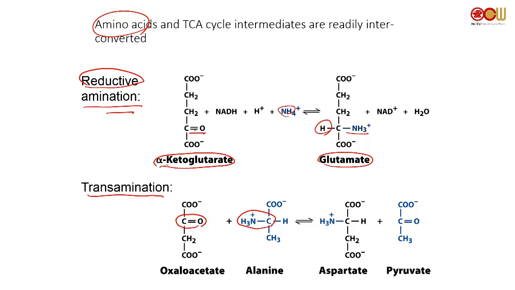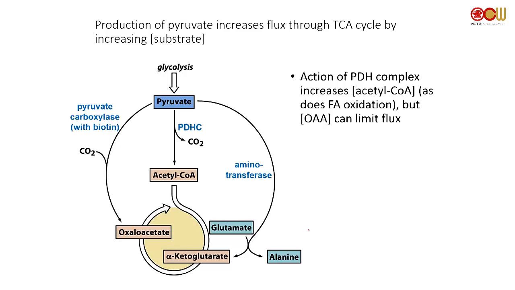with an amino group. We can just swap them such that we end up with an amine on the oxaloacetate and it becomes aspartate, and alanine becomes pyruvate. So you swap the amino group with the keto group. This is very useful because you can make a bunch of different amino-containing molecules, and some of them are used as drug precursors.